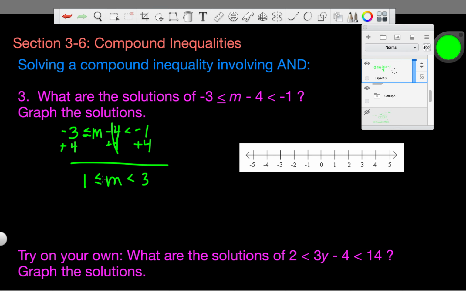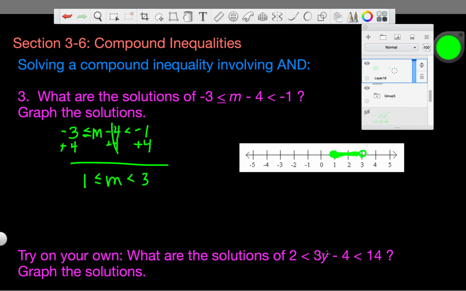So I'm going to graph this. I know that m is between 1 and 3. So 1 and 3. Now my 1, it's a or equal to symbol. So that means that I have a closed circle at 1 and an open circle at 3 and everything in between. Okay? You guys will get the hang of it, I promise.